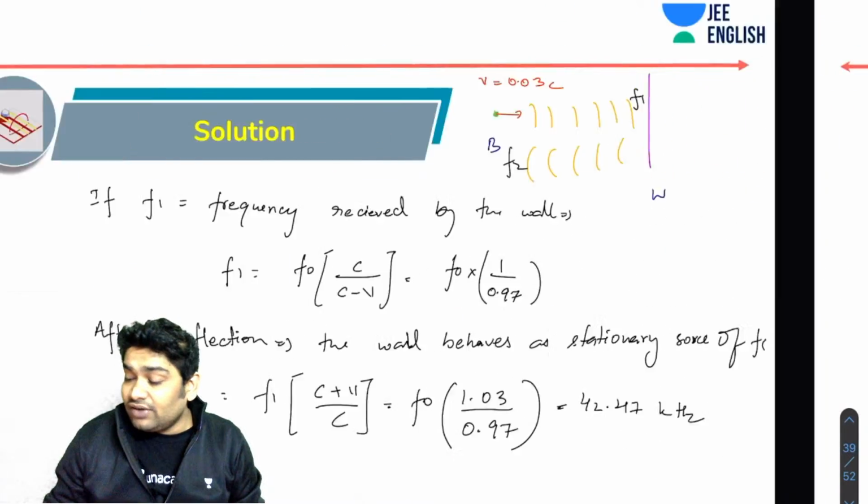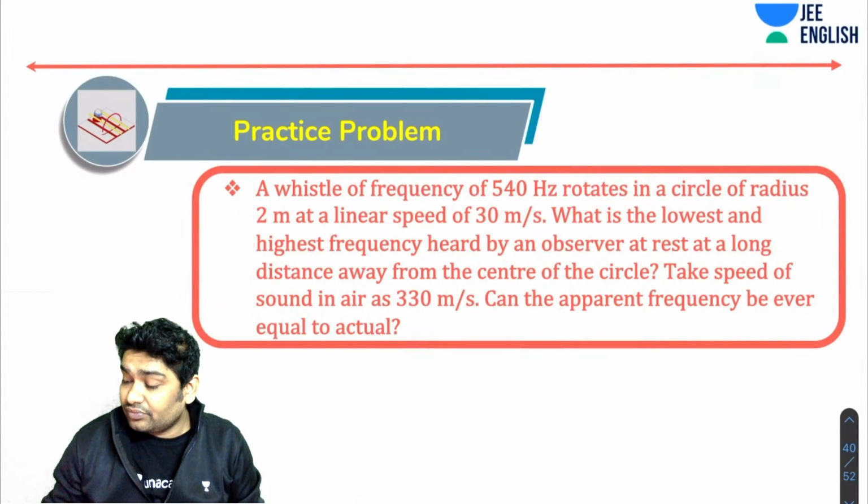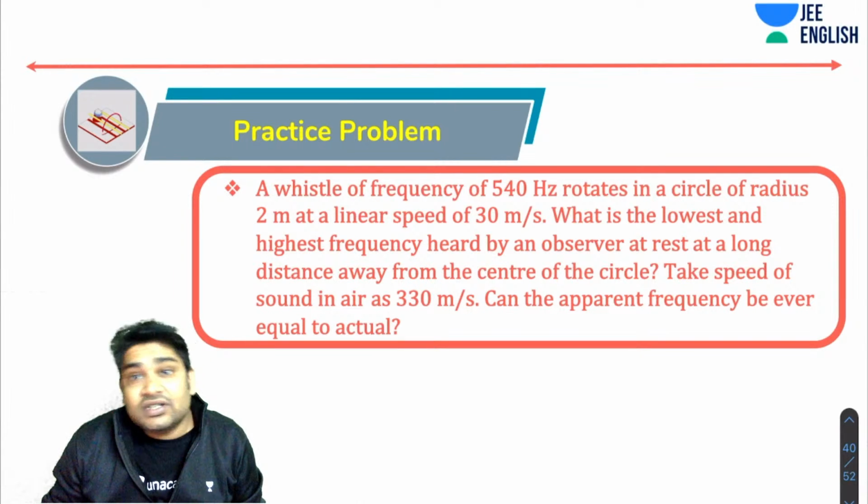So let's try one question from this. The question says a whistle of frequency 540 hertz rotates in a circle of radius 2 meters with a linear speed of 30 meters per second.